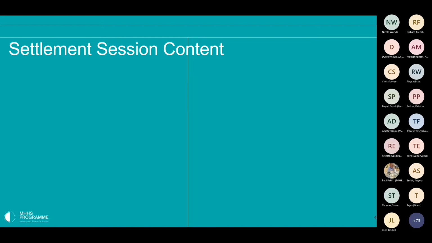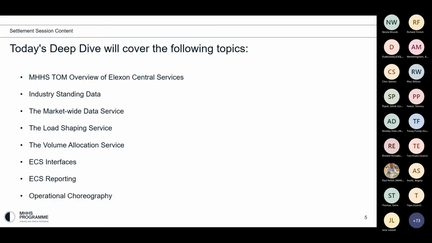So, quick overview of this session's content. We'll do a quick recap of the market-wide half-hourly settlement target operating model, with an overview of those standing services. That will then talk about the new industry standing data, and then we'll go through the various services. That's the market-wide data service, the load shaping service, the volume allocation service, before going on to talk about the interfaces, both incoming and outgoing, and a little bit on the revised reporting requirements, and then just a bit at the end on the operational choreography.